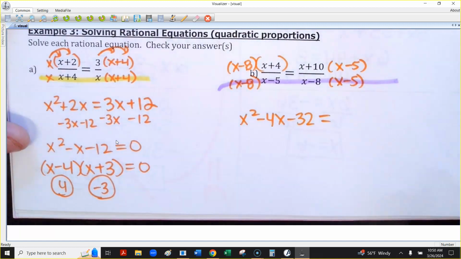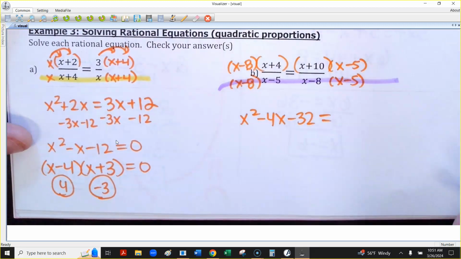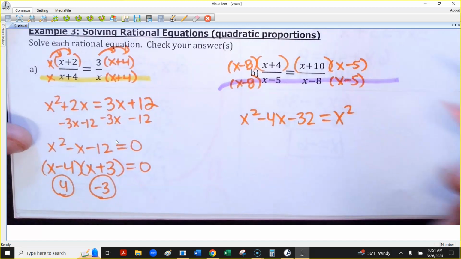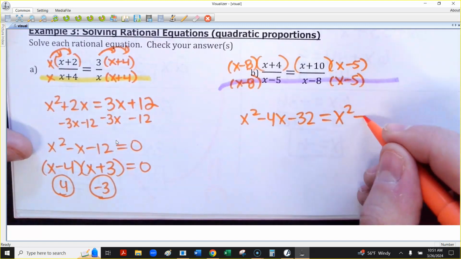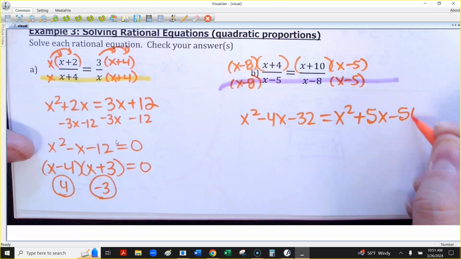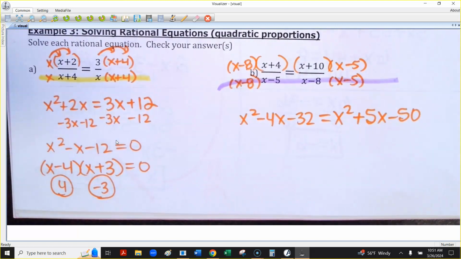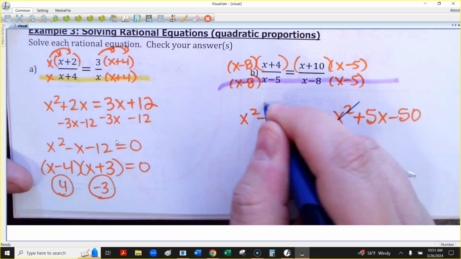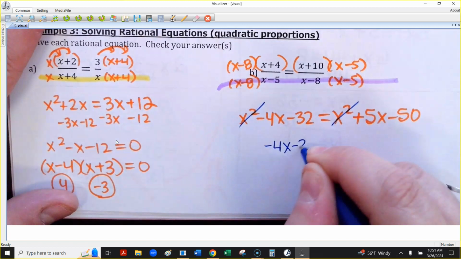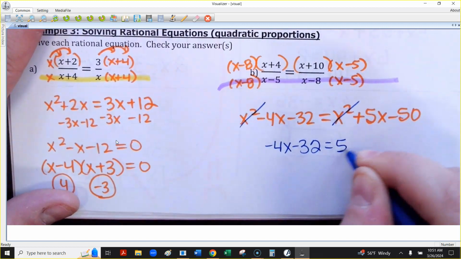On the other side, x times x gives you x squared. You'd have plus 10x, but then minus 5x, so it'd be plus 5x. And 10 times negative 5 is negative 50. Now, the super nice part about this question, this is not going to be quadratic because the x squareds are going to cancel out on both sides. So you're going to get negative 4x minus 32 and 5x minus 50.